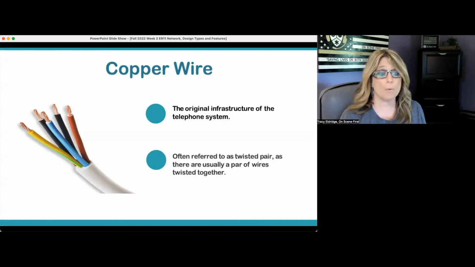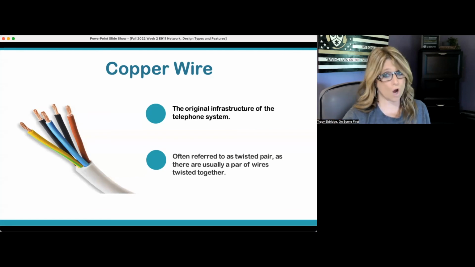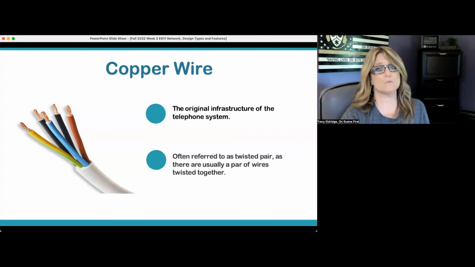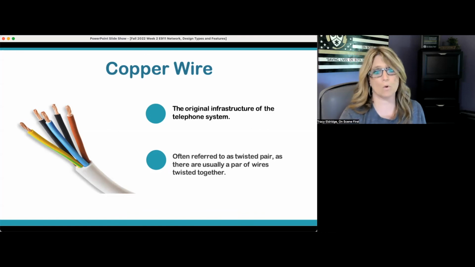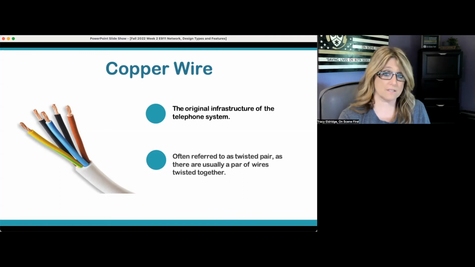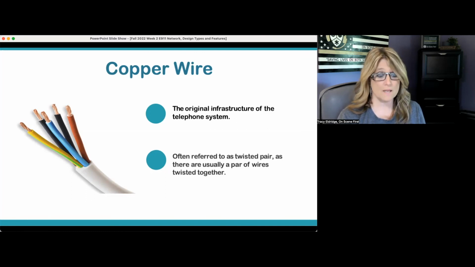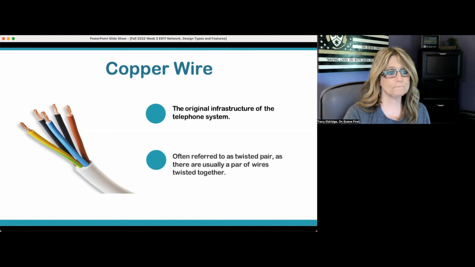So first, you have copper wire. There are still a lot of places where copper wire is in fact being used in the 911 system. We're migrating away from it because we're becoming more internet-based. But nonetheless, copper wires still exist. They are the original infrastructure of the telephone system, and they are often referred to as twisted pairs, as they're usually a pair of wires that are twisted together, as you can see here, okay?